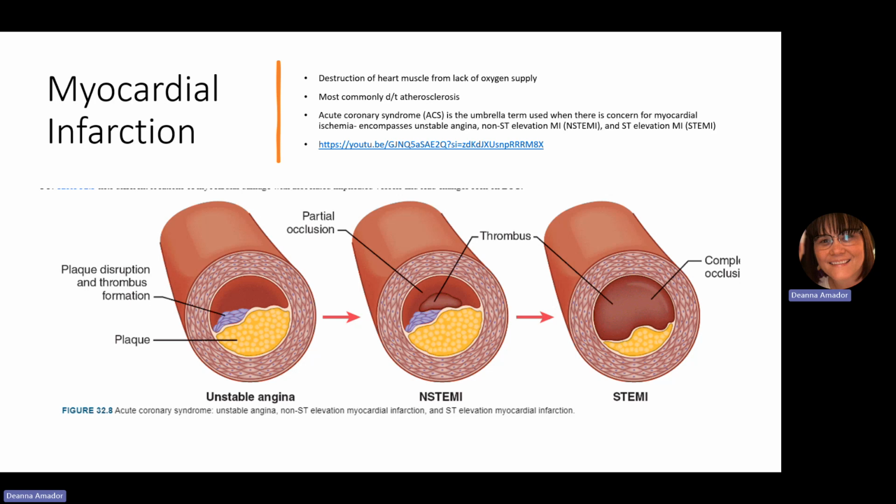This slide here is a good visual, just showing the difference between what vessels would look like if they had unstable angina versus an NSTEMI versus a STEMI. And you can see there the NSTEMI, which is a non-ST elevated MI, and a STEMI, which is an ST elevated MI, you can see the difference as far as how big the thrombus is. You just have total complete occlusion with a STEMI.